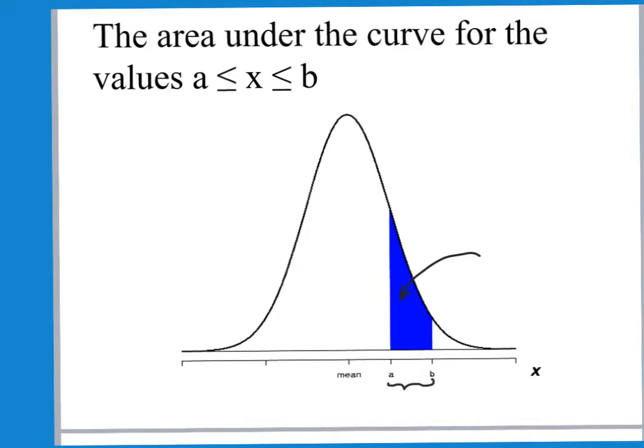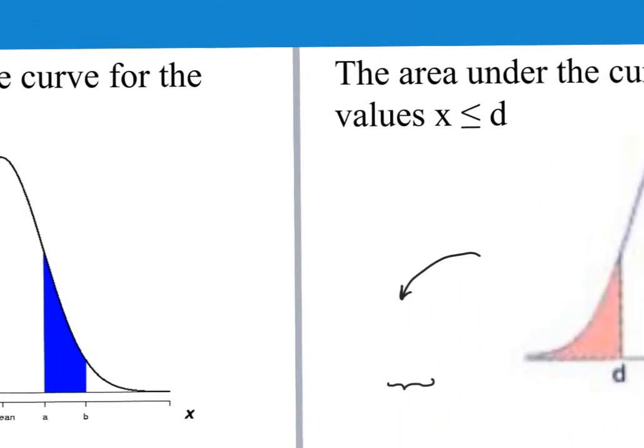We're going to be using the empirical rule to give you an approximation. We're not going to be doing calculus. That would give you the exact area under the curve. But let's look at what else we could find out.